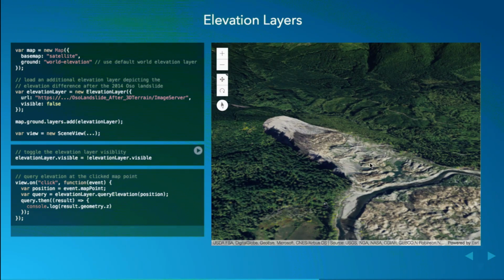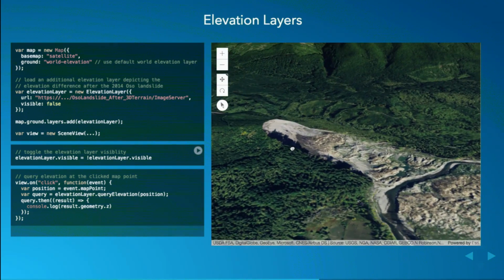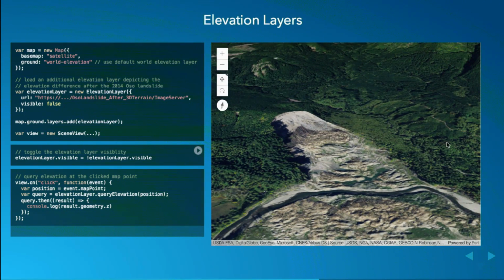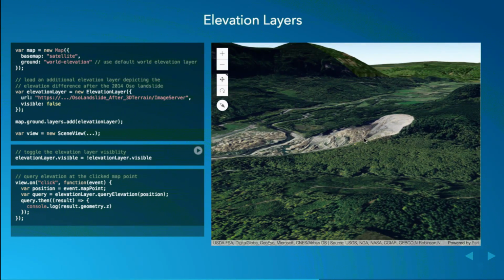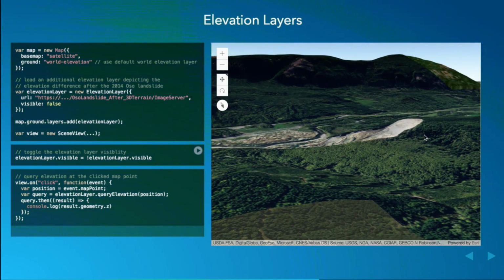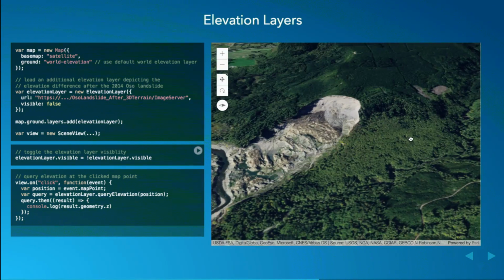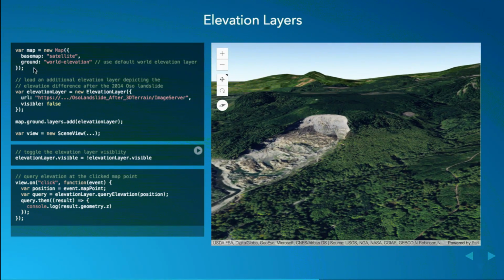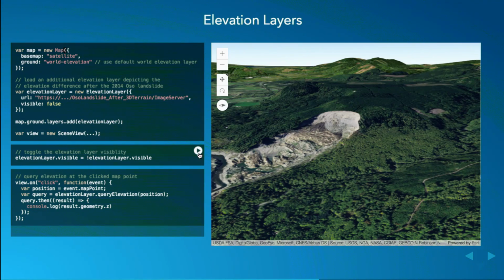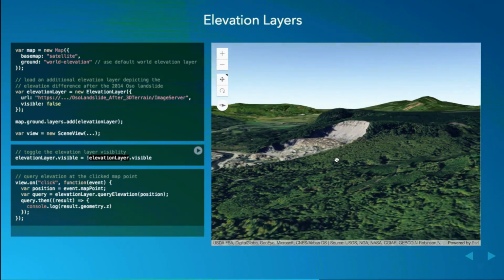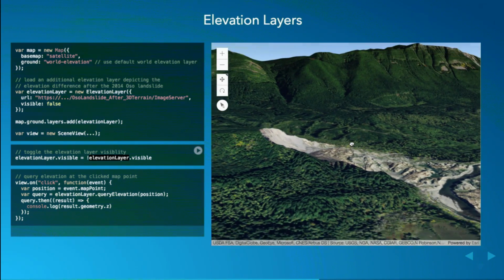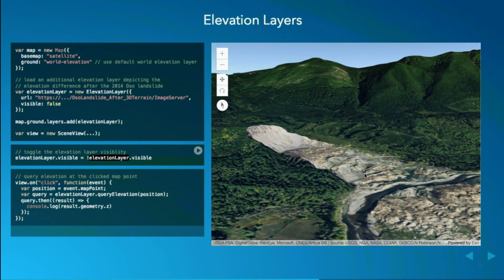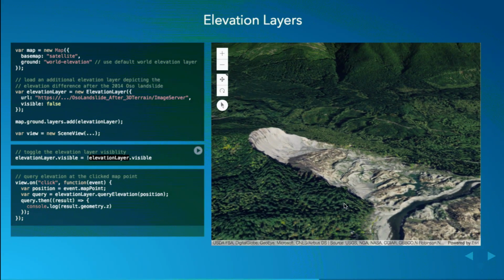Here we have a scenario of a landslide, and the base map, interestingly, already visualizes the after the landslide imagery. But if we look closely, we see here, for example, that the elevation layer actually doesn't match the default elevation, which we got here by specifying ground world elevation when creating a map, by the way. So what we can do is toggle the visibility of our additional elevation layer here, and our terrain updates and properly represents the elevation after the landslide.